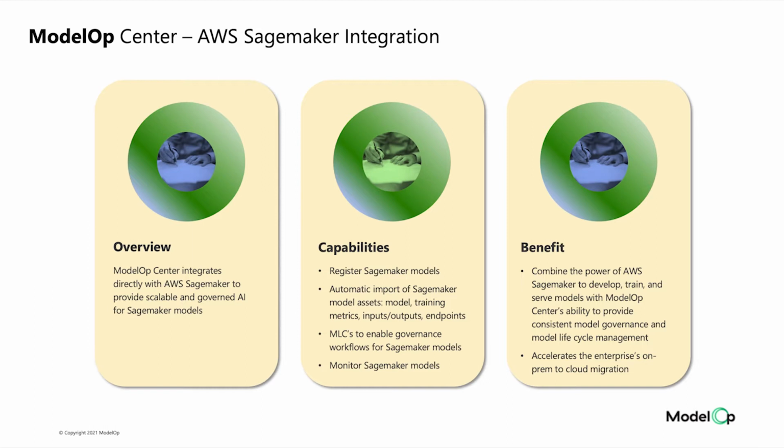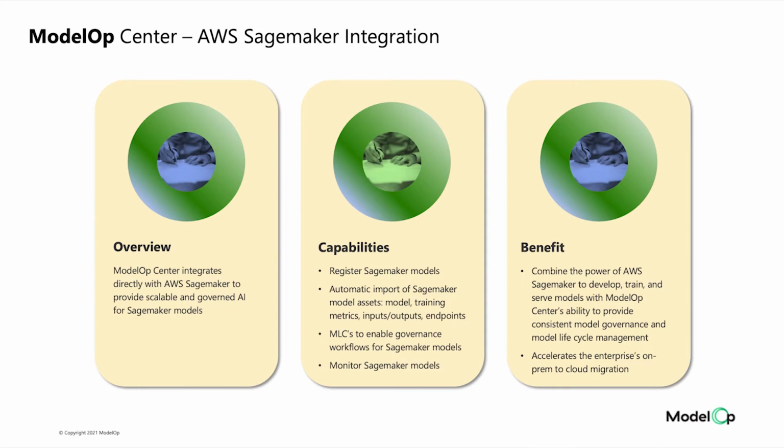In our latest release, ModelOp Center provides native integration with AWS SageMaker. This gives the data scientists the flexibility to develop, train, and choose the best model within AWS SageMaker, but still have that consistent model governance and model lifecycle management, which is core to creating a governed and scaled AI program.